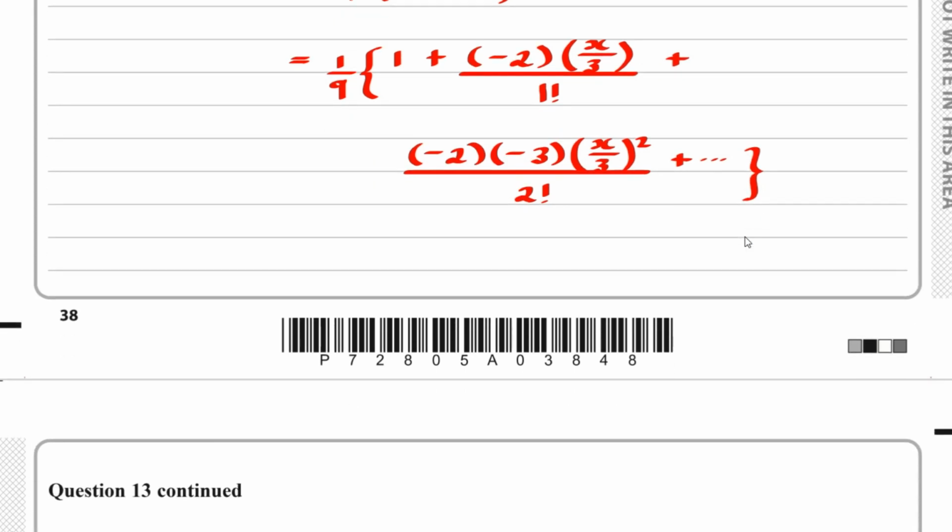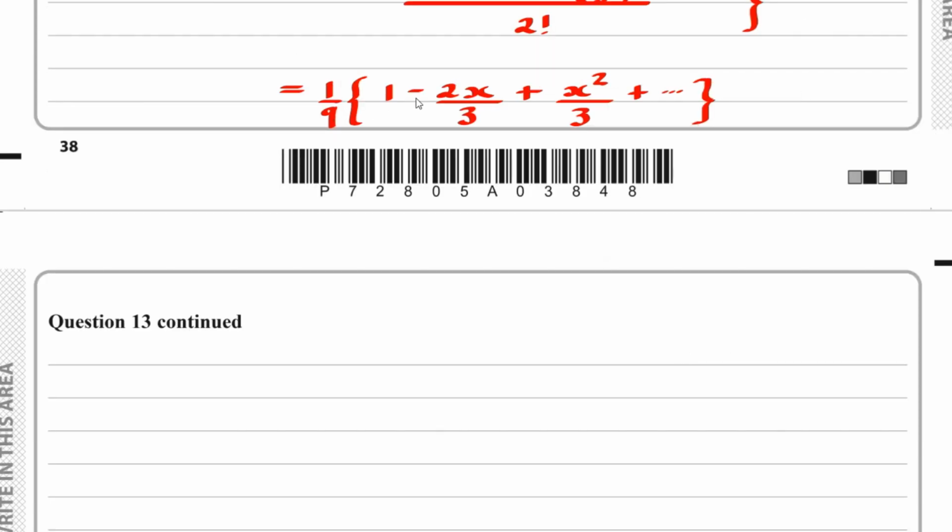So let's try to simplify this as much as possible. We've got 1/9 multiplied by 1, and here we've got negative 2 times x over 3, so that's negative 2x over 3, and here we've got 6 times a ninth divided by 2, so that will give us x squared over 3. And then we've got the higher order terms. And if I multiply the 1/9 into the bracket, I've got a ninth times 1, which is a ninth, times negative 2x over 3, which is negative 2x over 27, and x squared over 3 times a ninth is x squared over 27. We are only required to find the first three terms, as we see here.